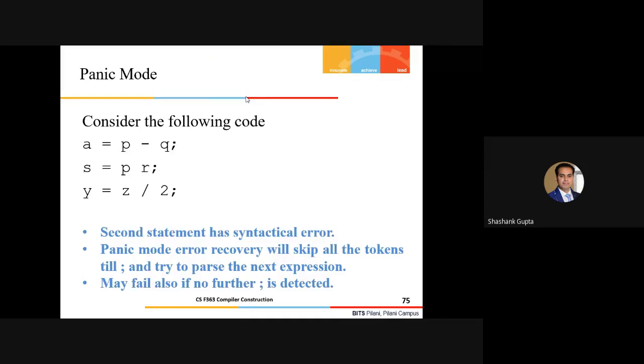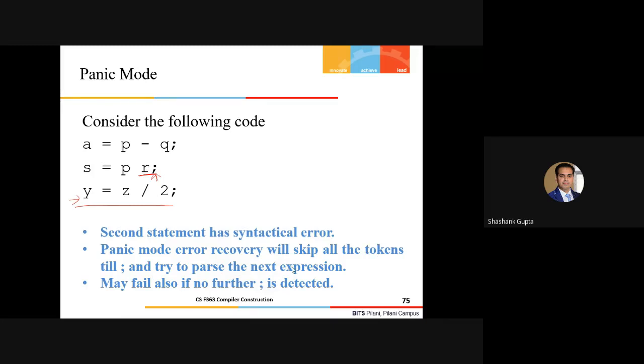The second statement has some syntactical error here. Let's assume the grammar rule has been written in such a way that on the right-hand side of an assignment operator there should always be an expression. However, it is not, so this is a syntactical error. So it says, okay, I'll ignore the input up to this point, and I'll resume the parsing from this point. Panic mode recovery will skip all the tokens till this semicolon and try to parse the next expression.